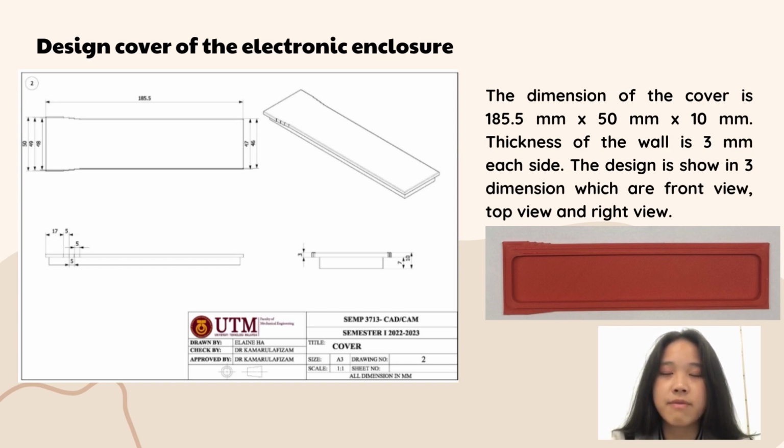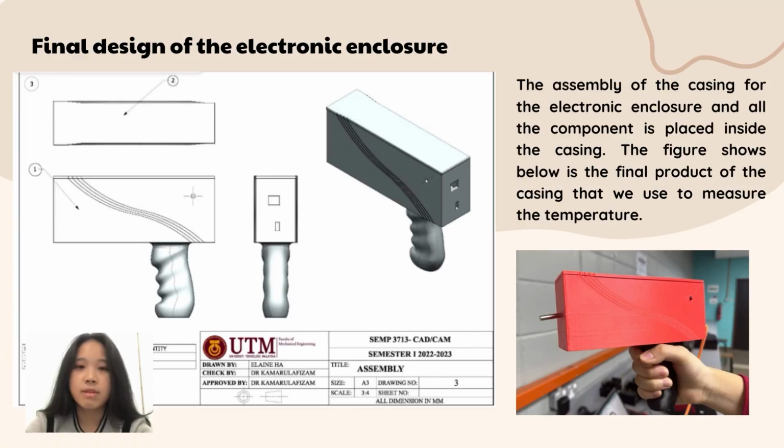Next, we can see the design of the cover of the electronic enclosure. The dimensions of the cover are length 185.5 millimeters, width 50 millimeters, and height 10 millimeters. The thickness of the wall is also 3 mm on each side, and it can be seen in the front view, top view, and right view. For the final design of the electronic enclosure, the figure shown below is the assembly of the casing, and all the components are placed inside the casing. The figure shows the final product of the casing that we use to measure the temperature.